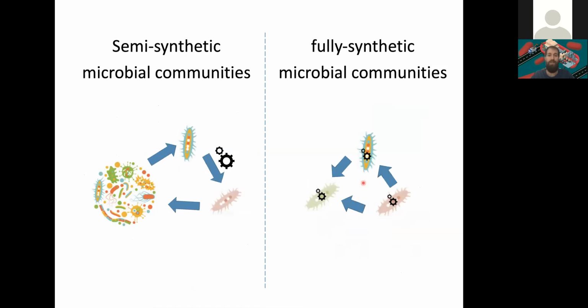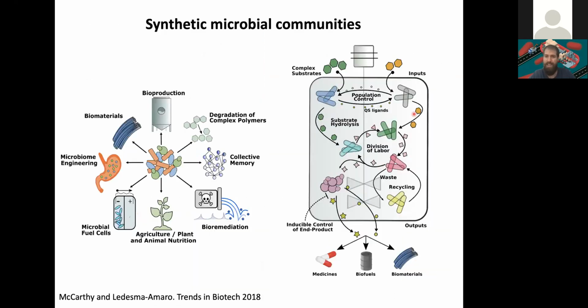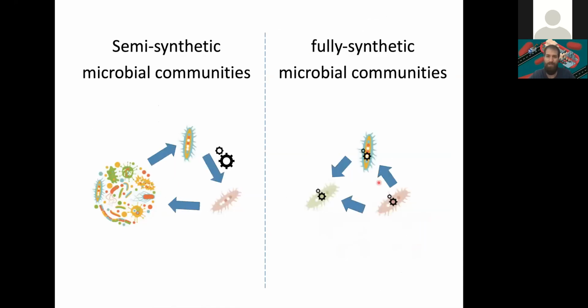One is called fully synthetic communities, and it's basically when you design from scratch the community you want to build, the connections you want to have, how you want things to relate to each other, to exchange nutrients, to exchange signals, and you build these functionalities using synthetic biology. That would be something similar to what I presented here when you create a bioprocess that is fully controlled.